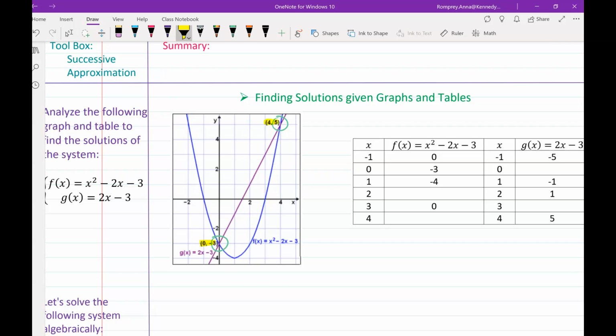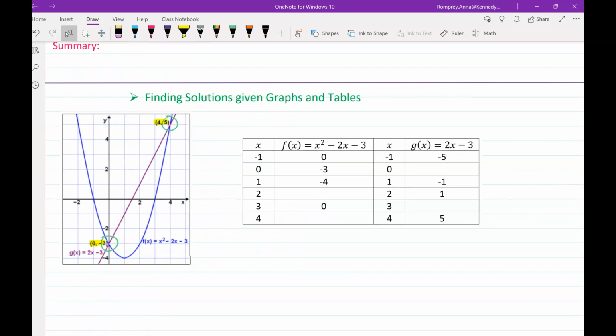So looking at a graph, it's pretty clear to see, unless they are not nice points, like where the x and y's are intersecting. We'll learn how to do that as well. Now what if we're given a table?